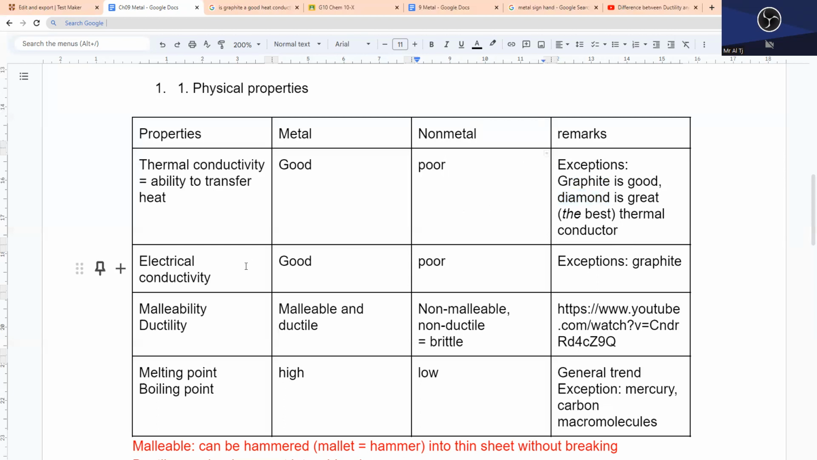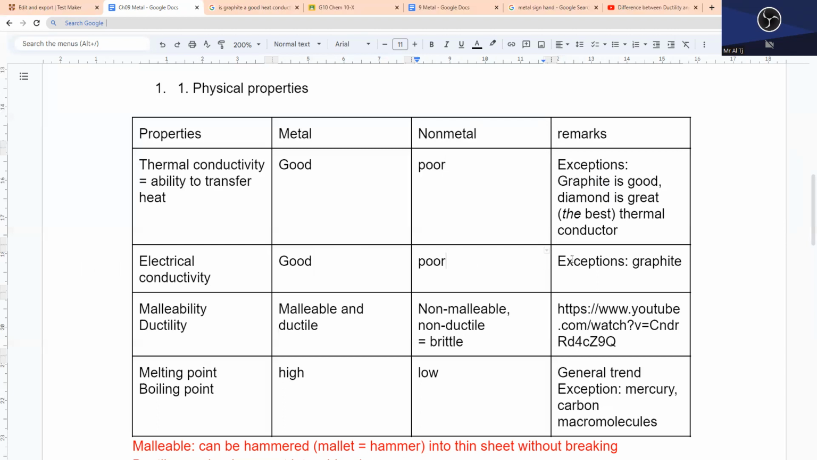Now, the second property that can distinguish easily between metal and non-metal is the electrical conductivity, which is the ability to conduct or transfer electricity. Metal in general is going to be good, which is the reason why most electricity carrying devices, such as wire, are made up of metal. And non-metal in general is going to be a bad electrical conductor, or we call them insulator.